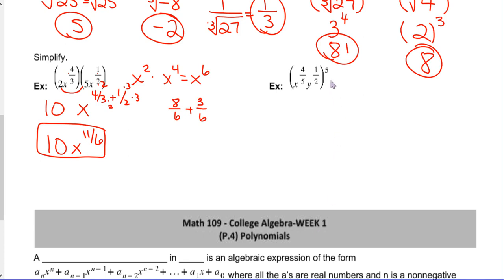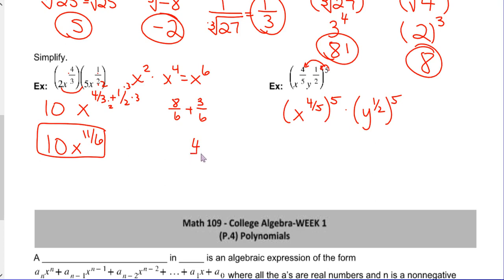Okay? Now, this one has 2 things multiplied together with an outside power that must come inside to each one of those. So I get x to the 4/5 to the 5th times y to the 1/2 to the 5th. And so this is different than these guys over here. Here you add those exponents. 1 base to 2 powers is where we multiply.